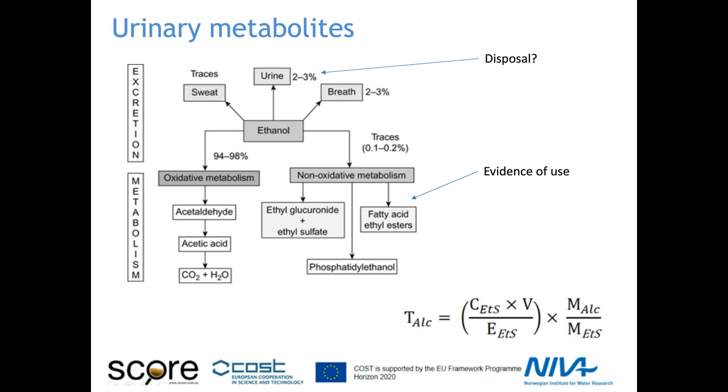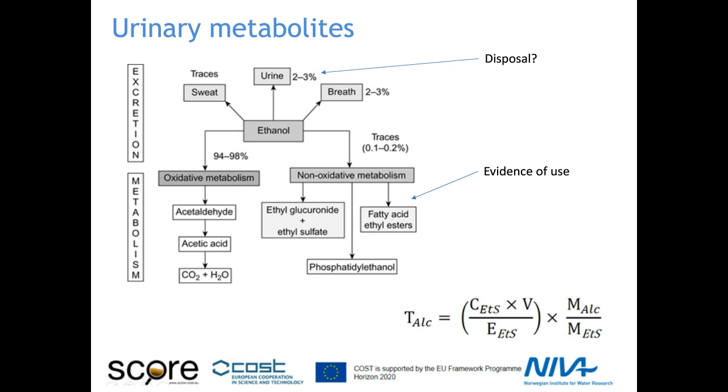In the middle of the plot, you see ethanol, and moving upwards, you'll see excretion of that ethanol unchanged. So it's excreted in trace amounts in sweat. About 2 to 3% of ethanol that you drink is excreted unchanged in urine, and you get around about the same proportion in breath, and it's the breath that you get caught out on breathalyzers, for example. Moving down underneath the ethanol is metabolism, and it's here that we focus our efforts in wastewater, and indeed in forensic toxicology they do the same.